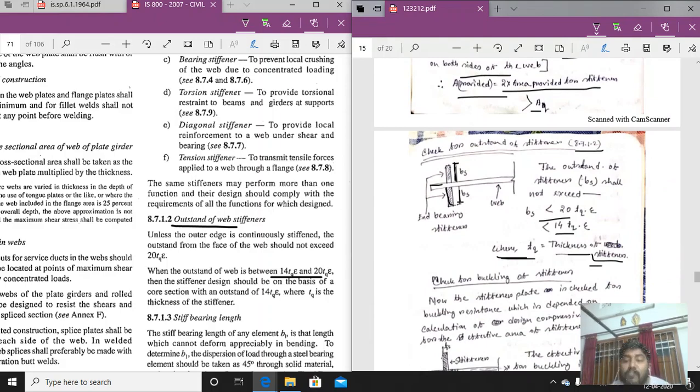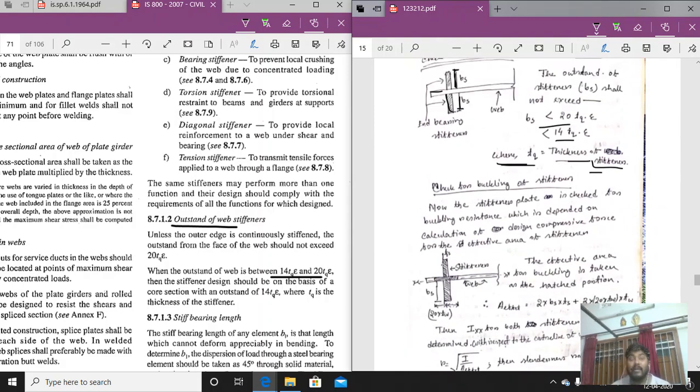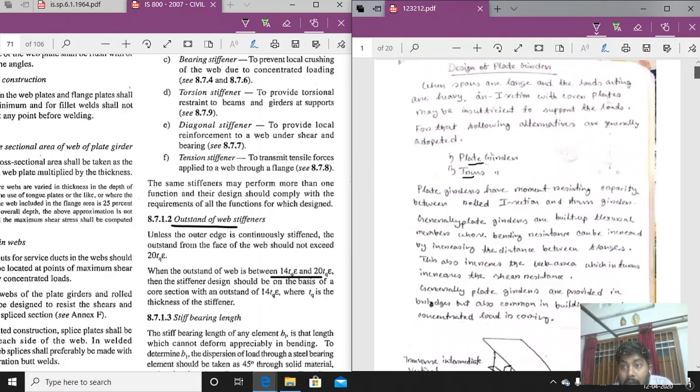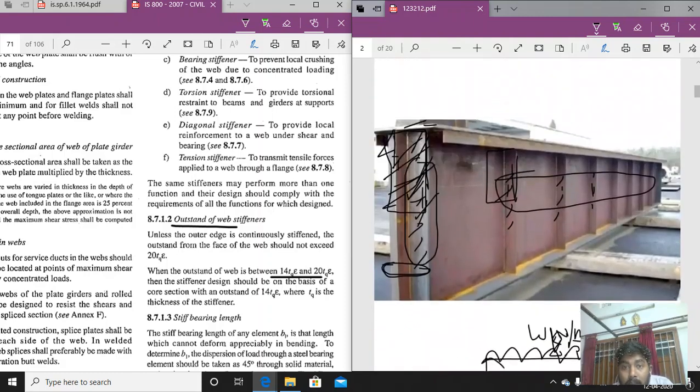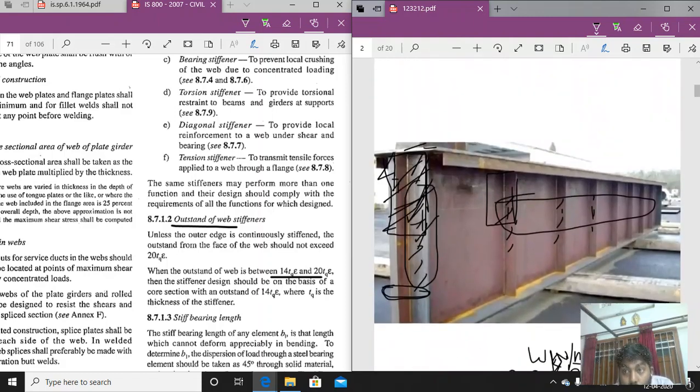Now, the check for the buckling of the stiffener. We have determined the stiffener. Let us come to the picture again. If this stiffener is designed, it has the same depth as the web. So it should also be checked for the column buckling criteria. It is also designed as a column. So how to do that?